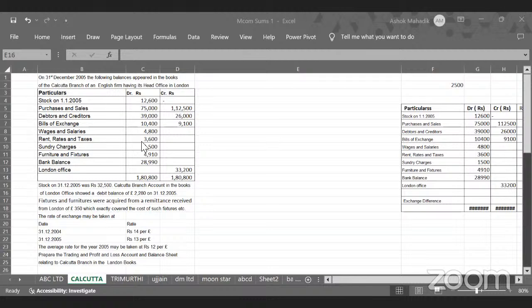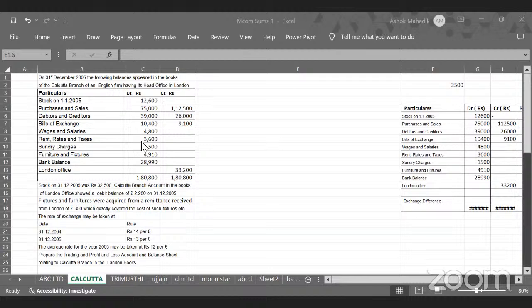Bank balance, closing rate. London office: I told you that in case of the London office or any HO office, they will give you the equivalent amount in the foreign currency. The amount at which the London office value will be converted is given directly. Same way for the goods sent to branch. For these two items, they will provide you the converted value.